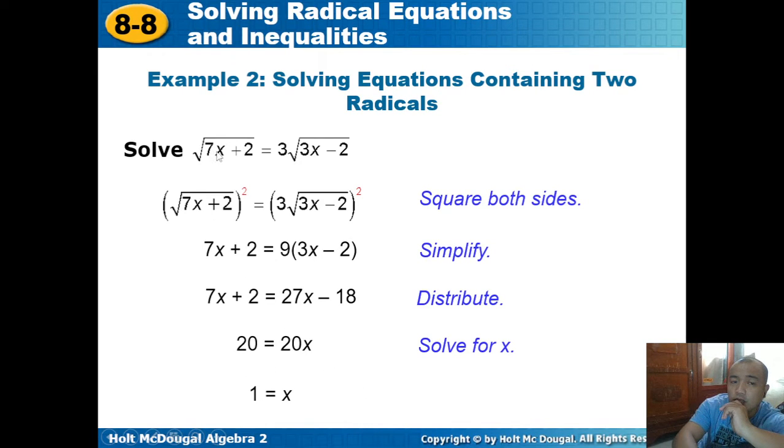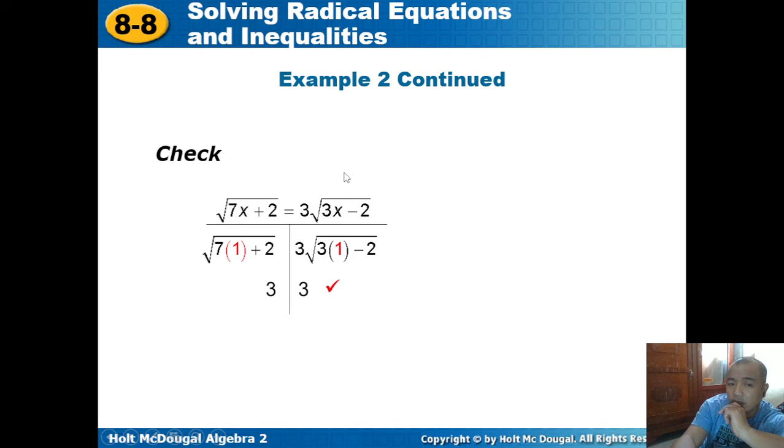Then you substitute. 7 plus 2, 9, 3. 3 minus 2, 1. 1 times 3, tama. So, tama yan. 7 plus 2 is 9, so 3. Square root of 9 is 3. Ito naman, 3 minus 2 is 1. Square root of 1 is 1 times 3, 3. 3 equals 3.